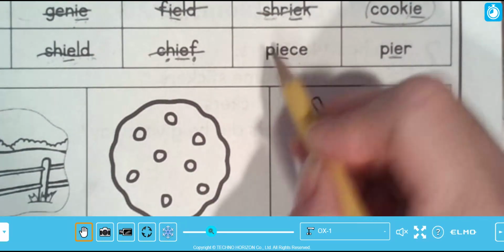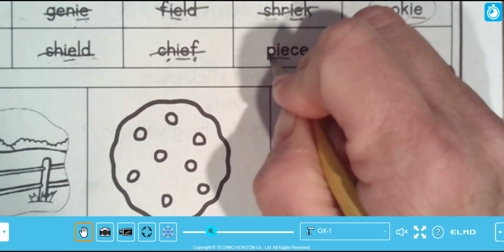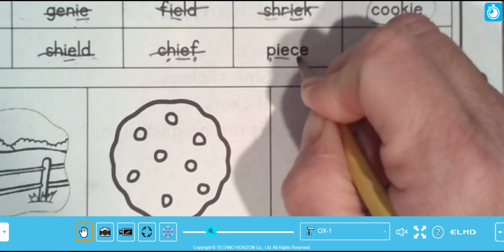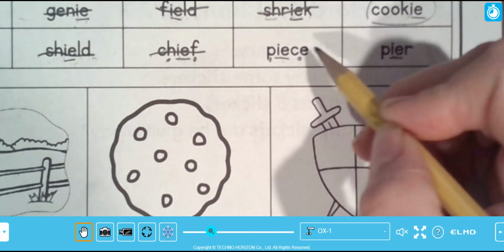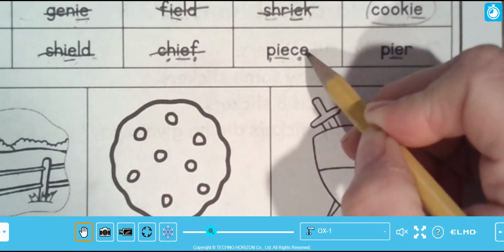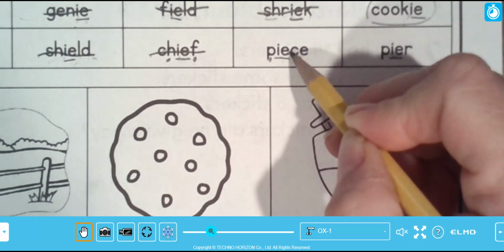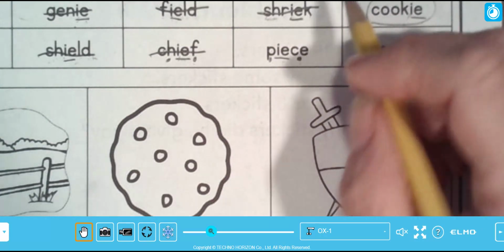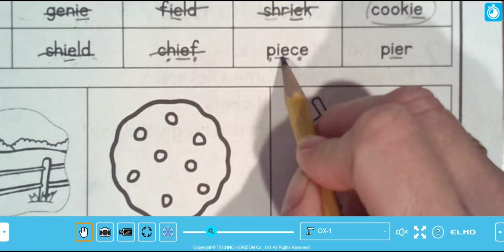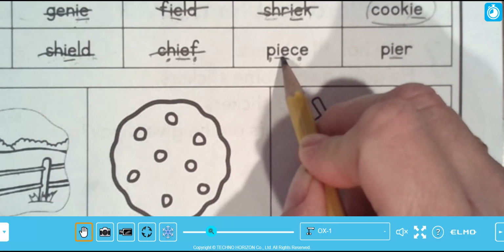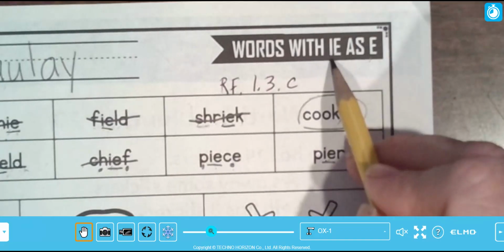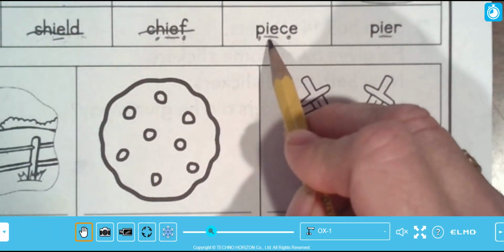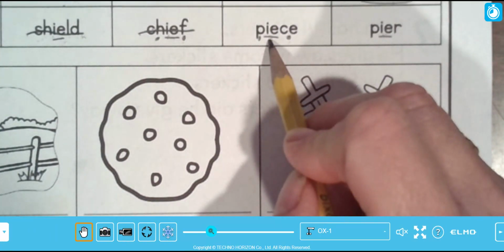Okay. So it's got the P sound and the SE only make one sound because the E at the end is silent. It doesn't make a sound, but the C next to the E makes a S sound. So what sound does the IE make? Yes, E, right? IE as E. E. Okay, let's read it.